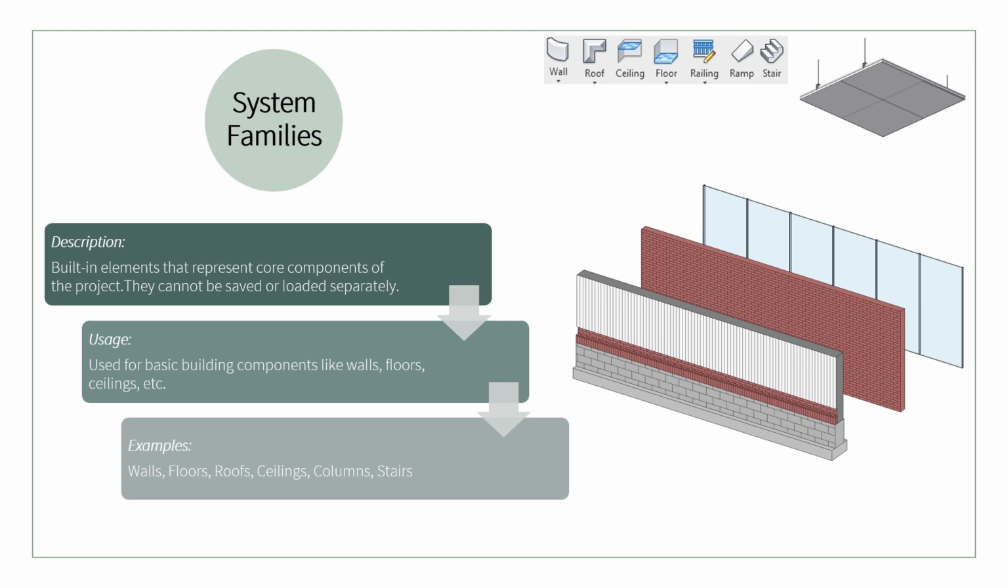These are built-in elements in Revit that represent the core components of your project. They are predefined within Revit and cannot be saved or loaded separately. System families are used for the basic building elements that make up your structure. For instance, walls, floors, roofs, ceilings, columns, and stairs are all system families. These families are essential for creating the framework of your project. You don't need to load them separately. By default, Revit includes them in your project.